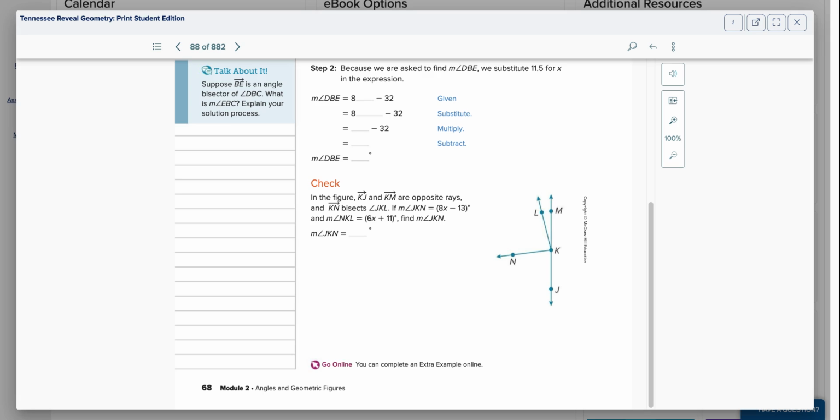Subtract 13. Looks like the final answer is going to be 83 degrees. And remember, because the word bisect is there, this angle is 83, which means this angle over here is also 83 degrees. If they were to ask you the entire enchilada, the JKL, you would have to add 83 plus 83 to get your total. So something to think about.